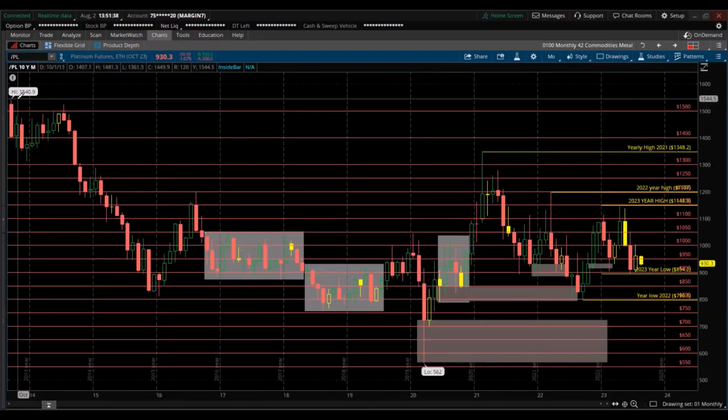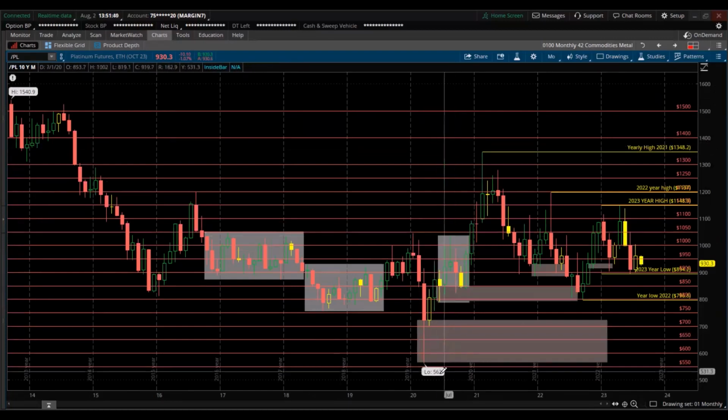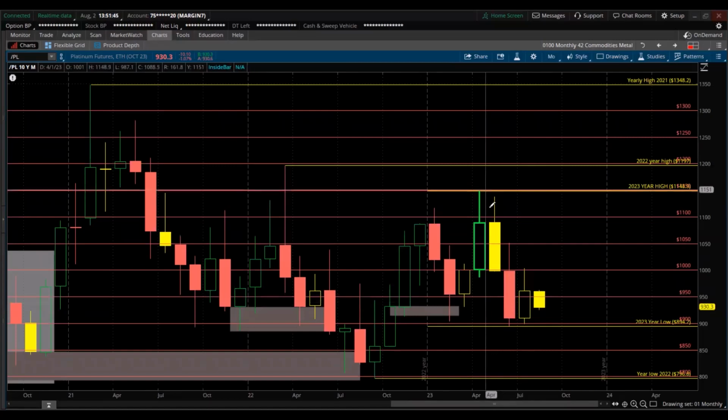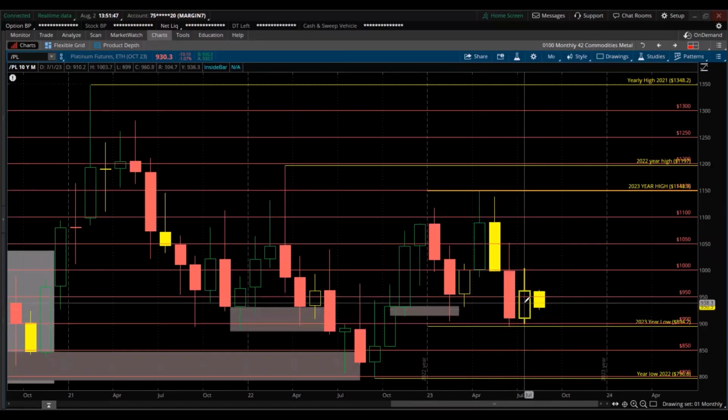There you go. Past 10 years, that was the high. Here's the low. Now, for the month of, there's the high for the year. There's the low for the year. Very close to the low of the year. For the month of July, look at that inside candle. We never took out the high or low of June.